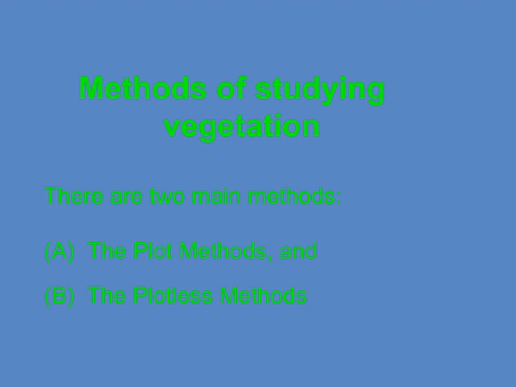The second method is known as plotless methods. Unlike the plot methods, these do not require establishing specific plots. Instead, they focus on sampling techniques that can quickly estimate vegetation characteristics over a larger area without the need for designated plots. Both methods have their advantages and are chosen based on the specific goals of the study, the type of vegetation, and the resources available. Understanding these methods helps us better interpret how scientists gather data about plant communities and their environments.